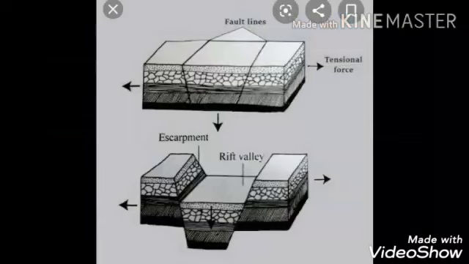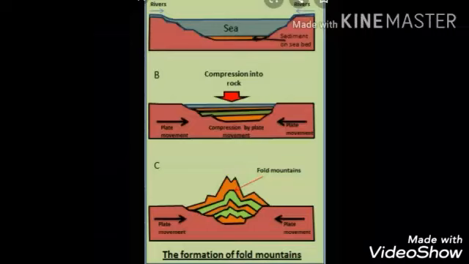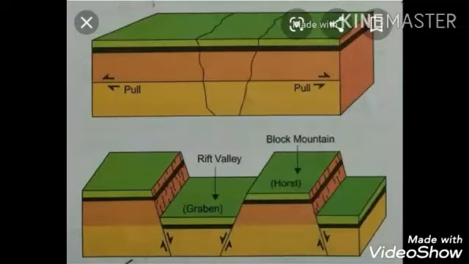Dear students, you all need to pay attention to this point, the difference between the formation of fold mountain and block mountain. In the formation of fold mountain, the lithospheric plates move towards each other, whereas in the formation of block mountain, the lithospheric plates move away from each other. So this is the basic difference between the formation of block mountain and fold mountains.